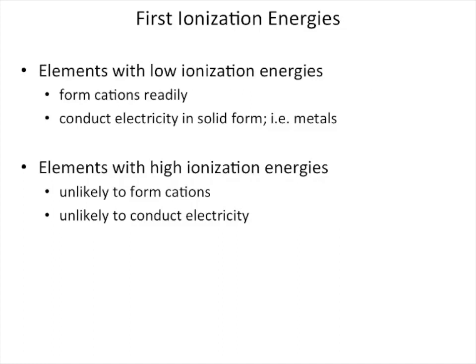Some properties come out of this. Elements with low ionization energies tend to form cations readily, and they also tend to conduct electricity in solid form, i.e. metals. Because the electron can come off more readily, it can then move through the metallic bonds in a solid. On the flip side, elements with high ionization energies aren't really going to form cations, and they don't really conduct electricity.